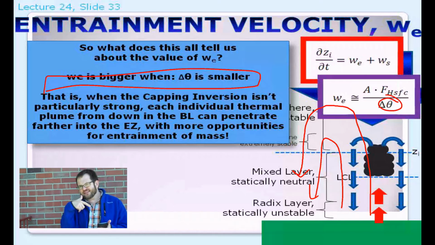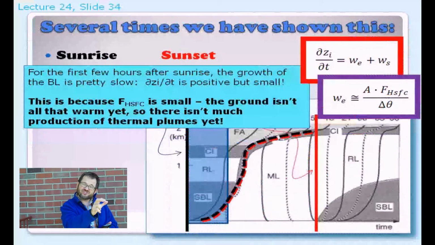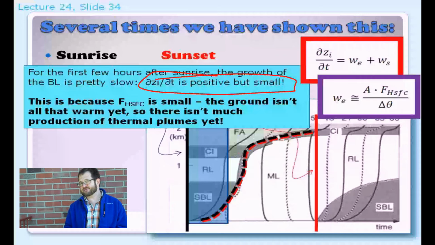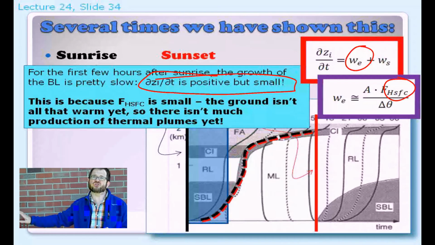So this kind of steers us back to the answers to the questions we posed right at the very beginning of the lecture. Why was there different growth of the boundary layer at different times of the day? Well, if we look back to our first one, in the morning the growth of the boundary layer isn't very fast because WE is small. And WE is small because of FH. FH is the flux of heat from the surface of the Earth into the atmosphere by conduction.